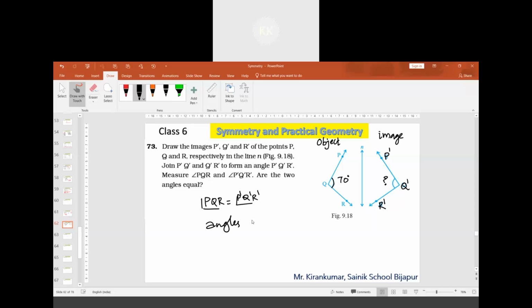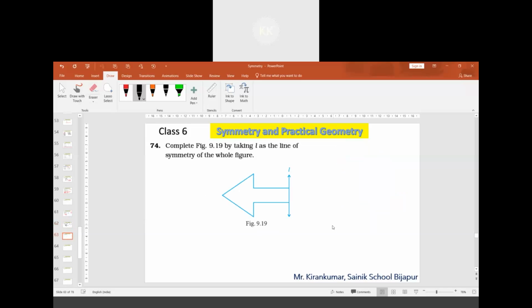Angles formed are equal. You'll get equal angles there. Understood?